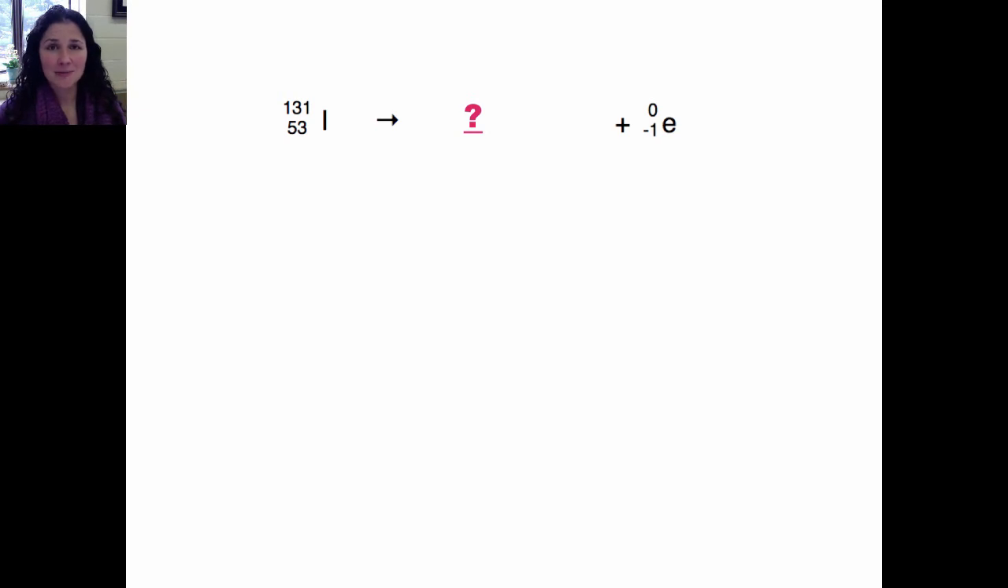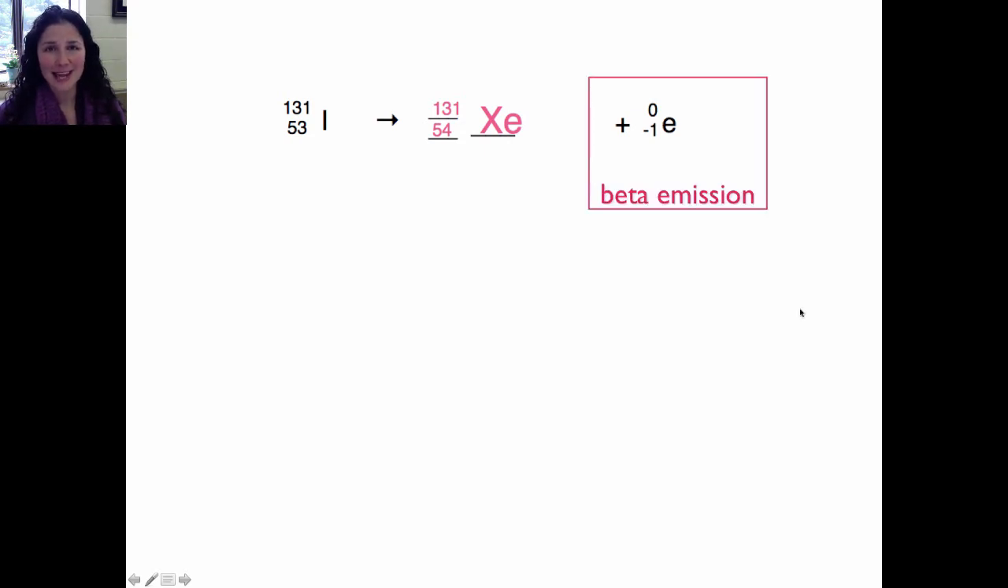Then to write the element symbol, all you need to do is go to the periodic table and find 54. Hopefully you can see that it is xenon. And then we simply need to make the top number balance. And since this is 0, then our new number is still 131. So the answer to solve this problem is xenon-131. And once again, this is a beta emission.